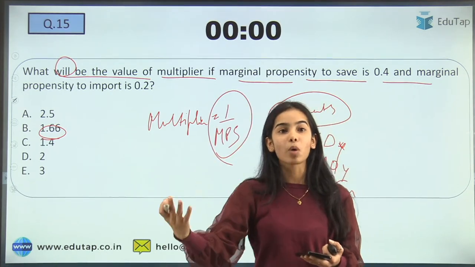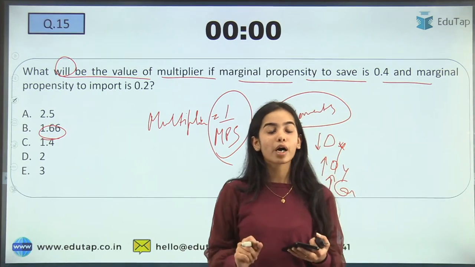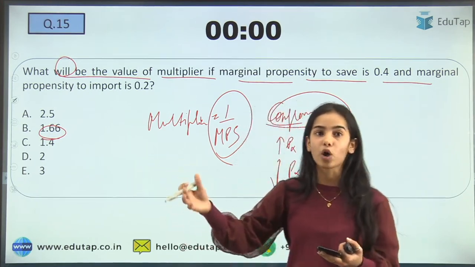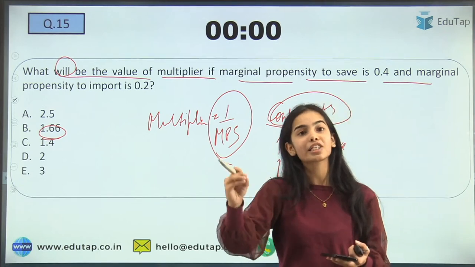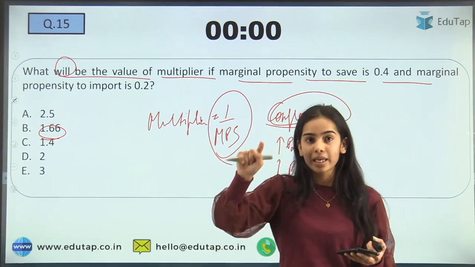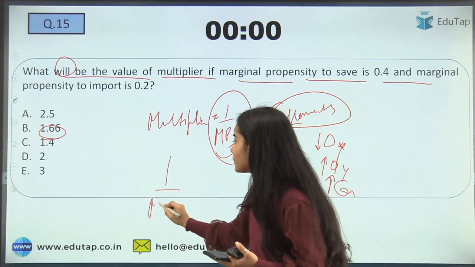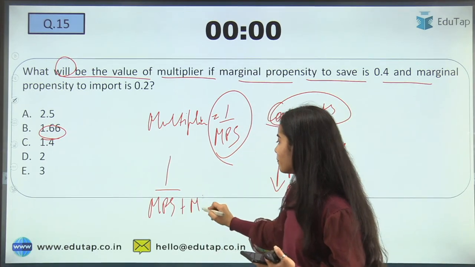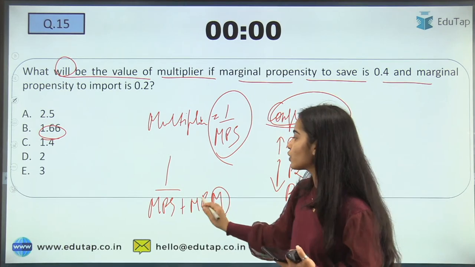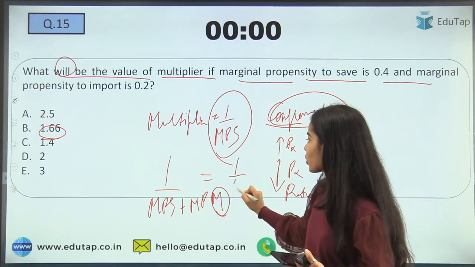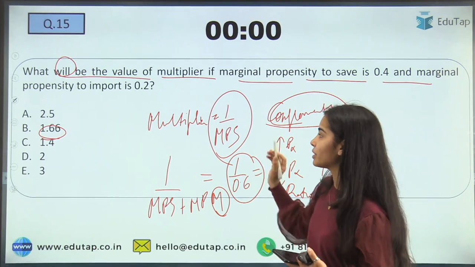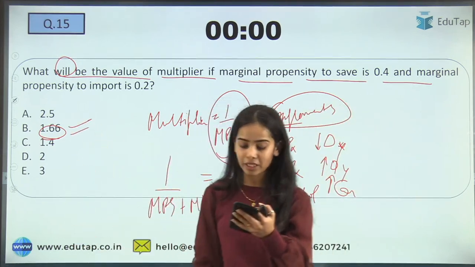Now, MPS is what? It is a leakage from the economy. The imports are also a leakage from the economy, because the money is not spent in the economy. So you will just do 1 upon MPS plus MPM. The exports you will also add, and then it will be 1 upon 0.6, and that will be the right answer. 1.66 will be the right answer.